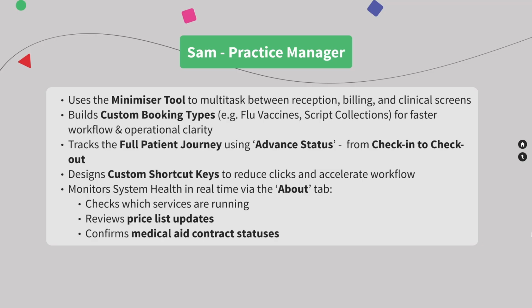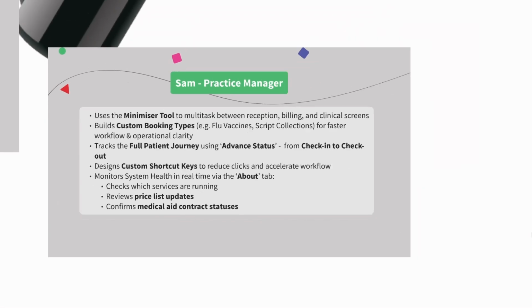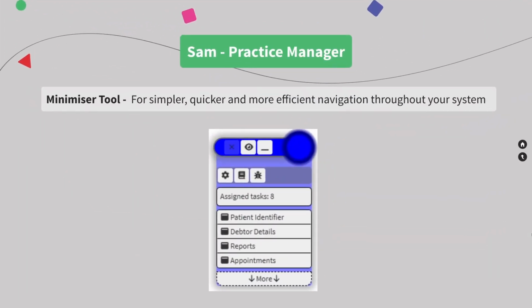And he can also monitor the system health on the About tab, right? Where he can check the services that are running, he can review his price list updates, and he can see the medical aid contract statuses, all right? So the minimizer tool, I just want to give you an example of the minimizer tool.